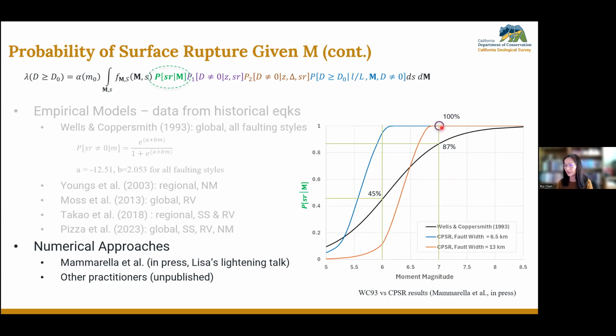For smaller magnitude, they found that the average fault width plays a very important role. This is from statistics of catalogs that are dominated by reverse fault. For example, if fault width is 13 kilometers, this probability is only 12%, but it is 95% if the fault width is 6.5 kilometers. And this is compared to the 45% prediction from the Wilson-Coppersmith model. So you can see there's a very large range.